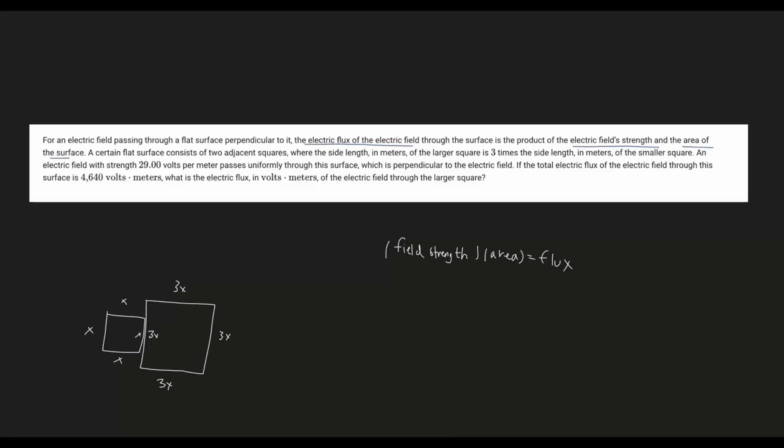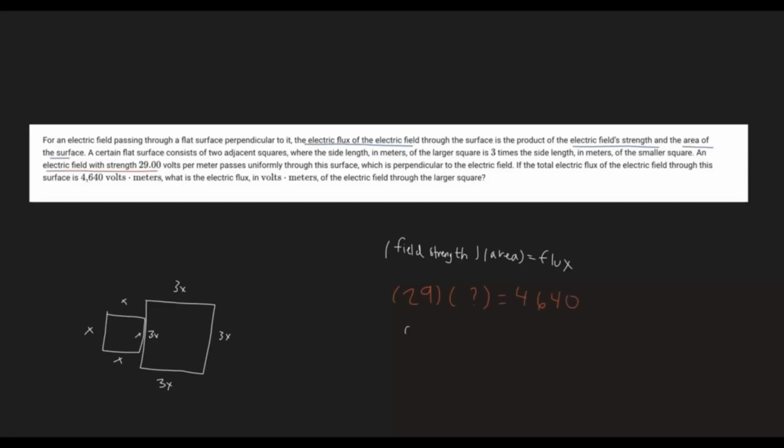Right, so that's a lot of information there, but essentially it boils down to electric field times area equals the flux, all right? And you can see that they've given us the electric field strength, which they say is 29 volts per meter. So 29 is going to be our electric field strength. And now the thing with the area is we don't know what the area is, but we can solve for the area because they've given us the total flux that affects both the small and large square. So the total flux is 4,640 volts times meters, right? So what we can do here is just a simple calculation to find the total area.